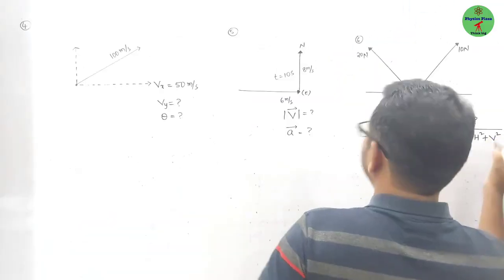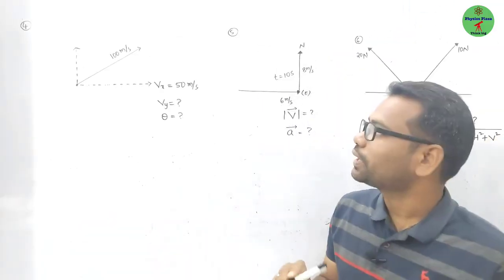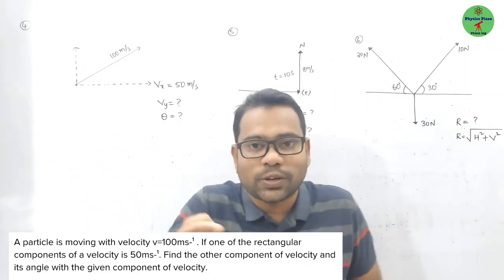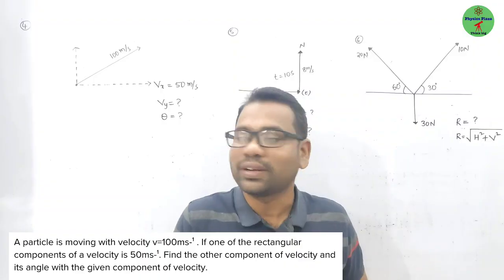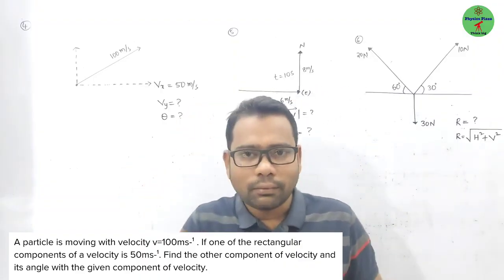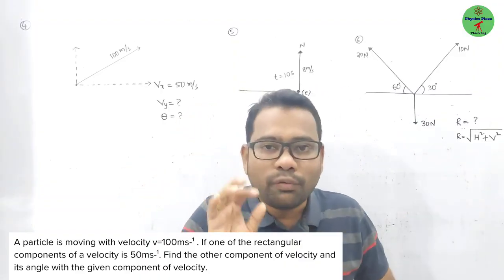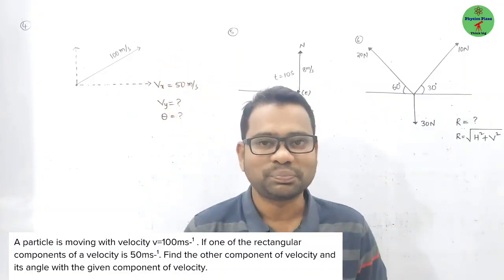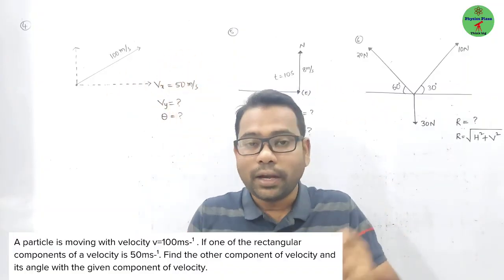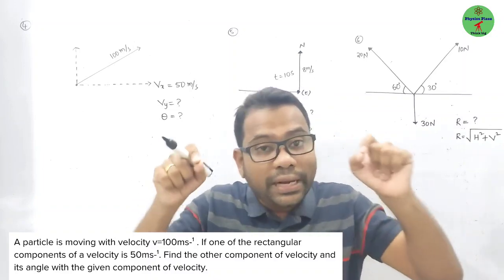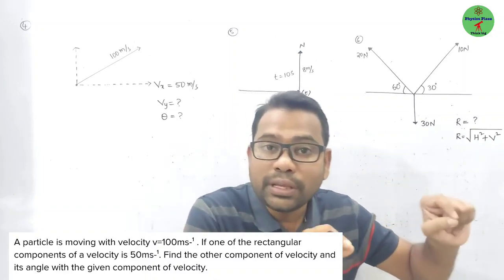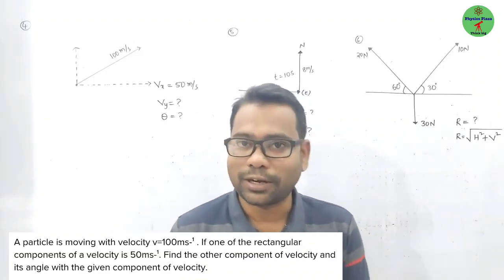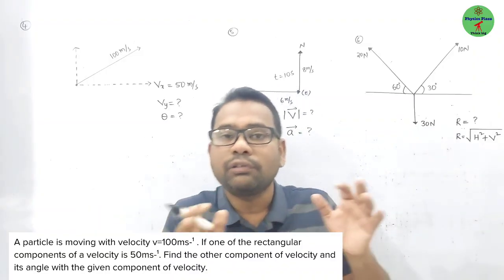V square. Fine, children. Now, let us see the fourth numerical. As per the fourth numerical, children, this question, we need to think logically actually. It is not directly given. So here, a particle or some bird or object is moving with a velocity of 100 meter per second. That is the resultant velocity. And it is also given that one of the rectangular components is 50 meter per second. So there are two rectangular components, a horizontal component and a vertical component.